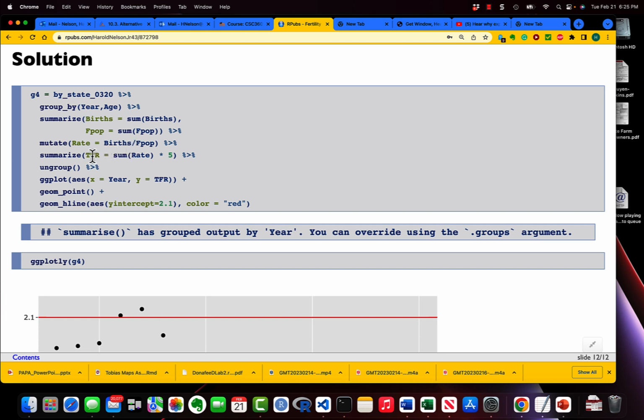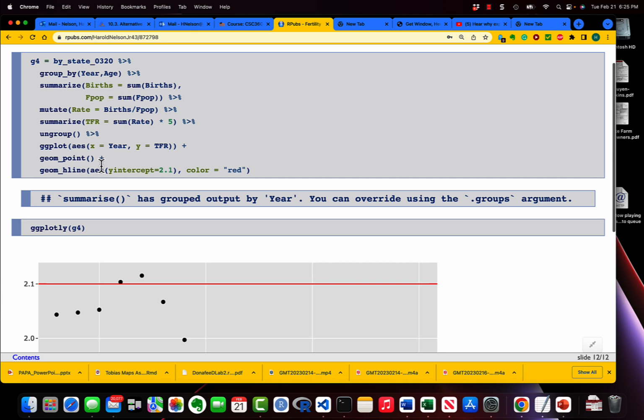And then we summarize: the total fertility rate is the sum of the rate times 5, then ungroup, and then ggplot. Again, X is year, Y is TFR, geom_point, geom_hline to give us our red line at the break even.